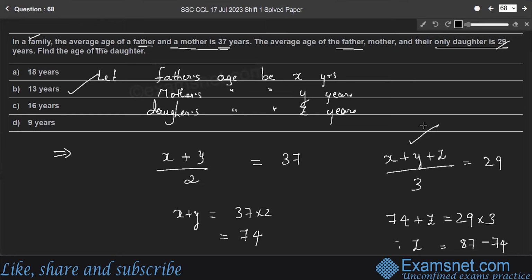Here, students, we are using the simple concept of average, right? Average is equal to the sum of the ages divided by the number of persons or number of members. Very simple, right? Therefore, option B is the right answer.